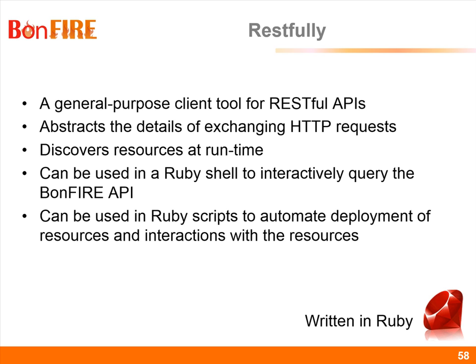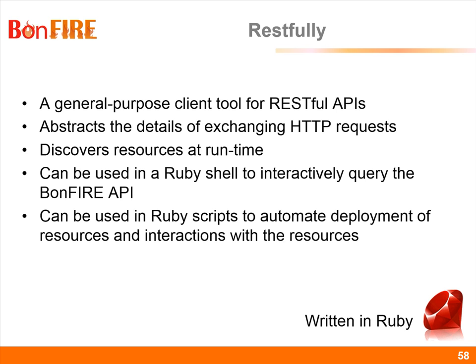You can do runtime discovery of resources. You can use it as a script. You can use it as a shell to query the API using that kind of syntax, or you can create your own script. So here is an example of using it from a shell. You type pp root.locations and you get some information about what is available, what locations the BonFIRE API, the resource manager, knows about.